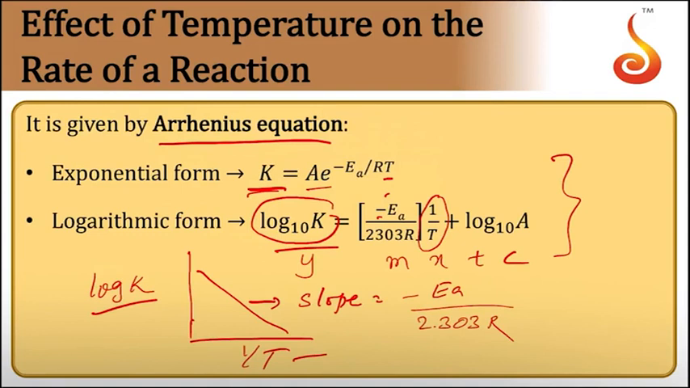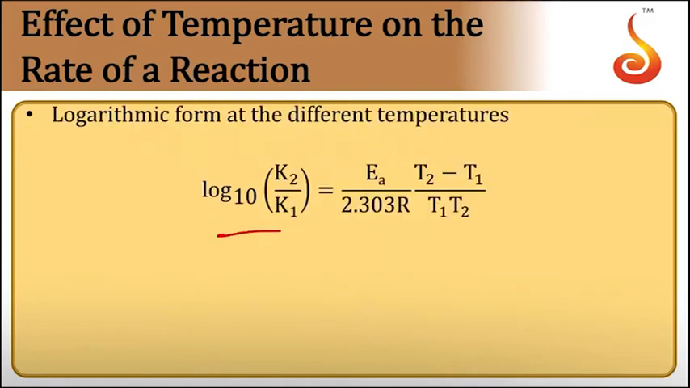Then at two different temperatures, if you take the same expression, we get log k2 by k1 is equal to Ea by 2.303 into R, times T2 minus T1 by T1 T2, where k2 is the rate constant at temperature T2 and k1 is the rate constant at temperature T1. That is log k2 by k1 equals Ea by 2.303 R into T2 minus T1 by T1 T2, regarding the Arrhenius expression.